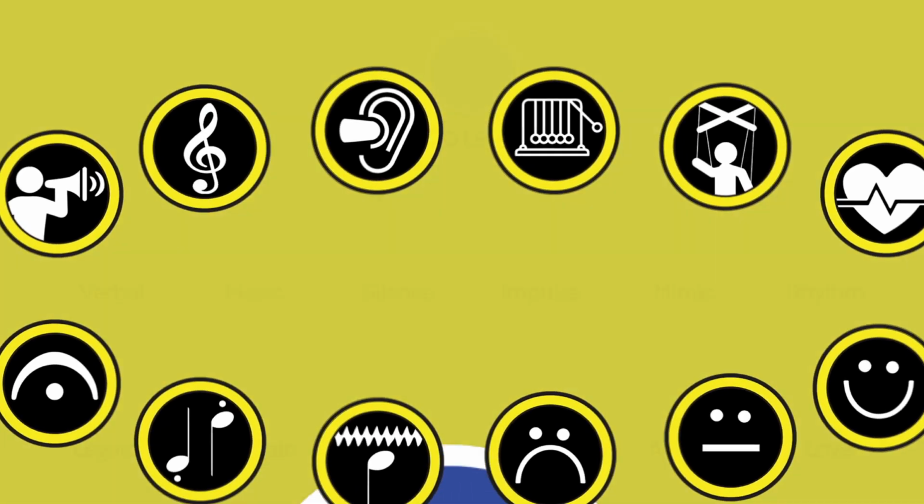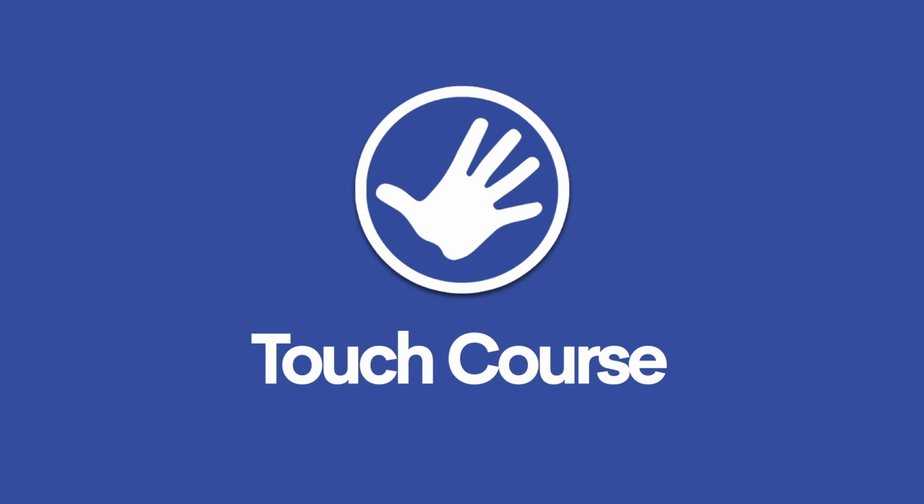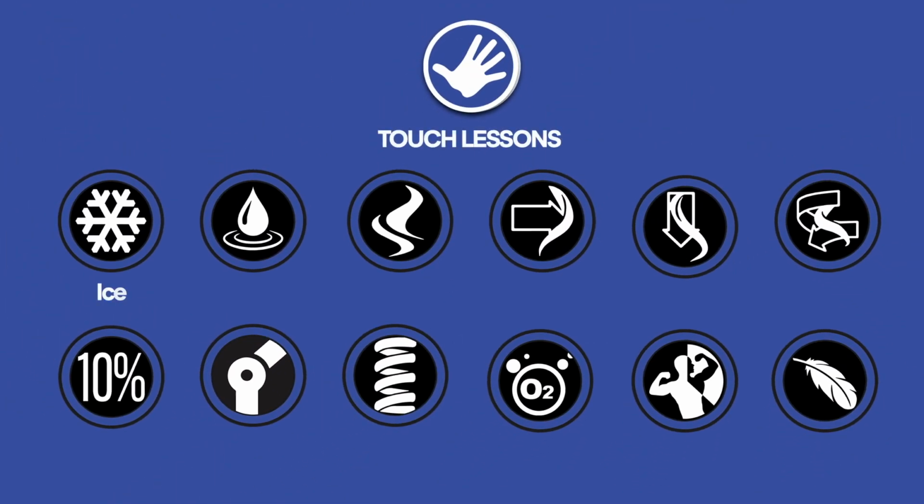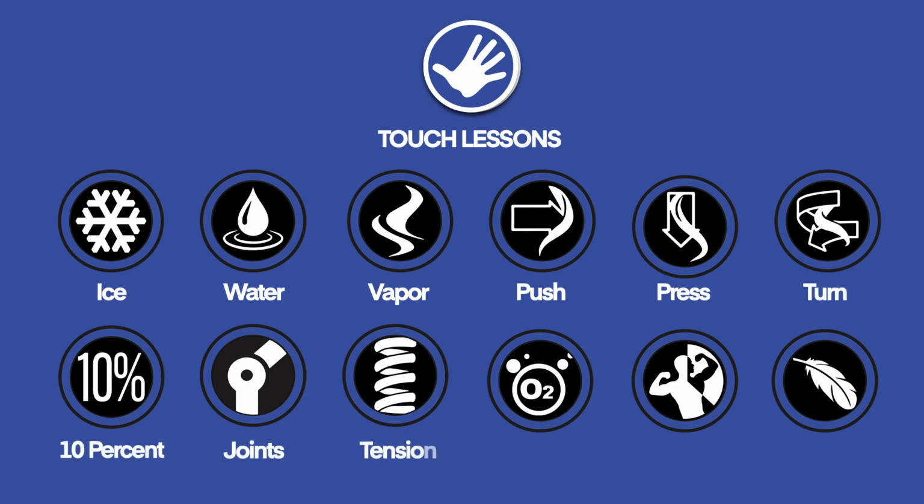The third course in the Soul section is Touch, with its 12 lessons: ice, water, vapor, push, press, turn, 10%, joints, tension, air, fatigue, feather.